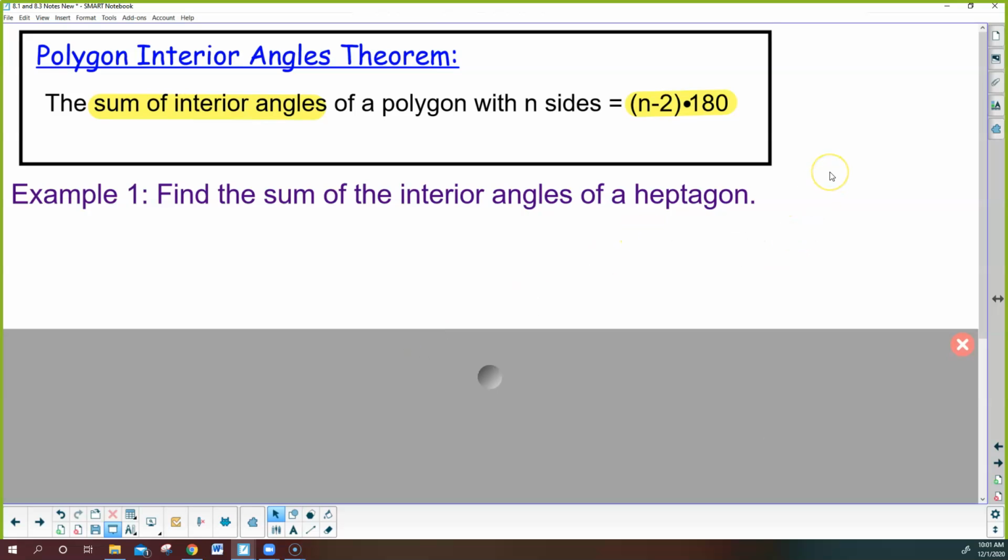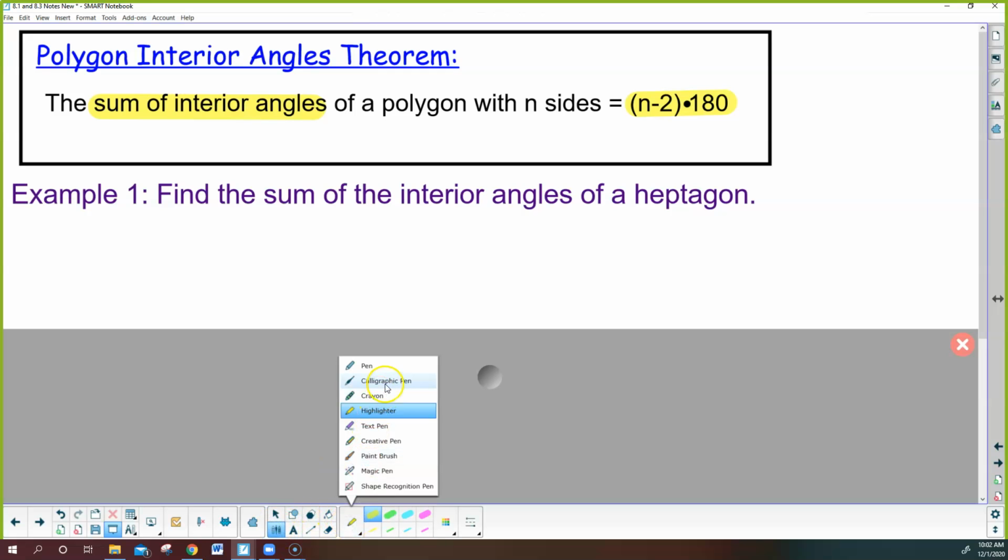All right. So definitely write that down. If this is our first problem, find the sum of the interior angles of a heptagon. Well, we need to use this formula because it's the formula or the theorem for the interior angles. And then we just have to look at a heptagon.